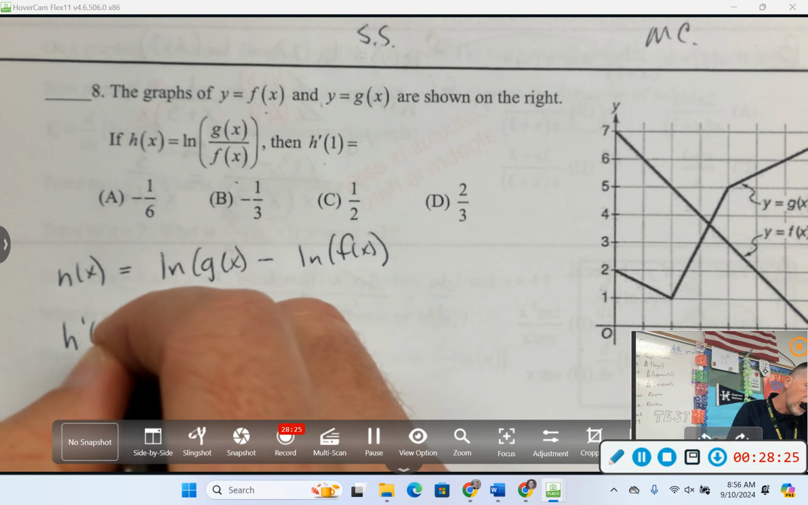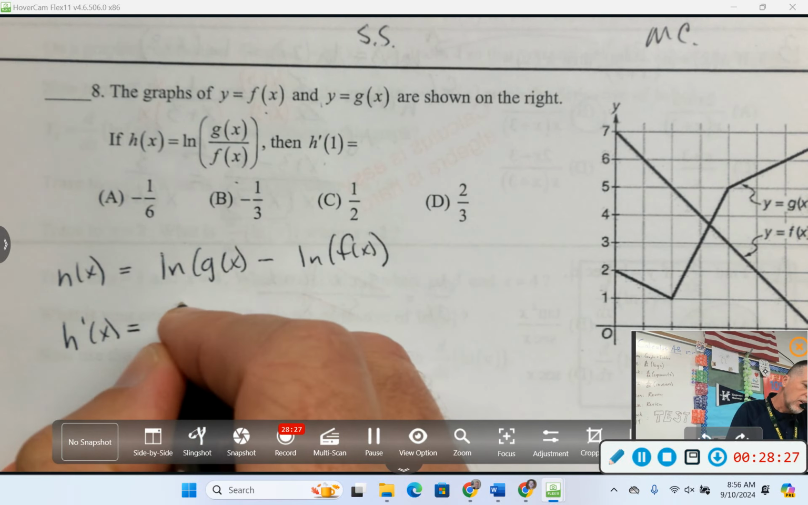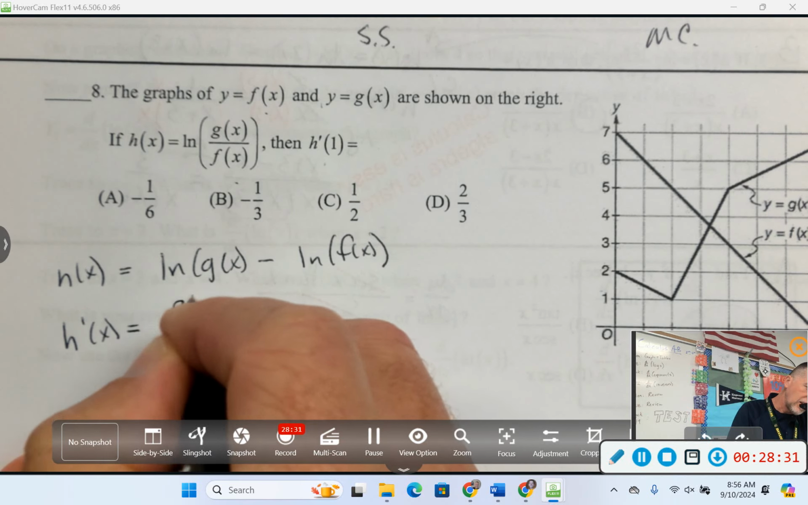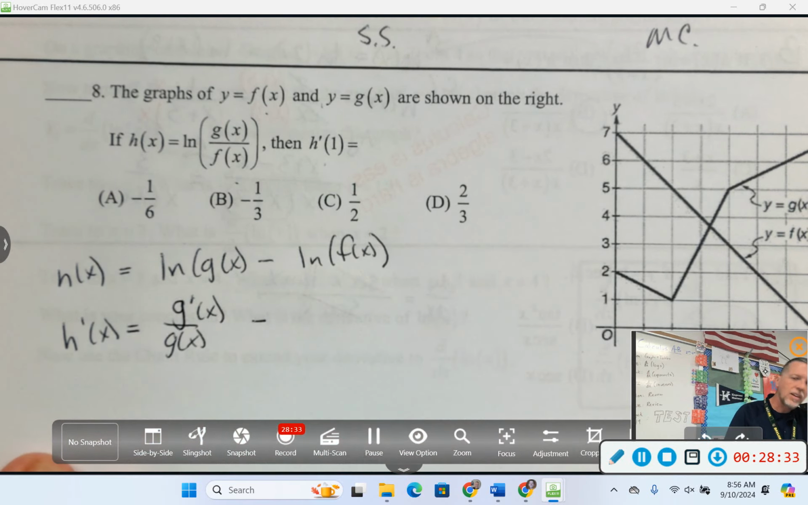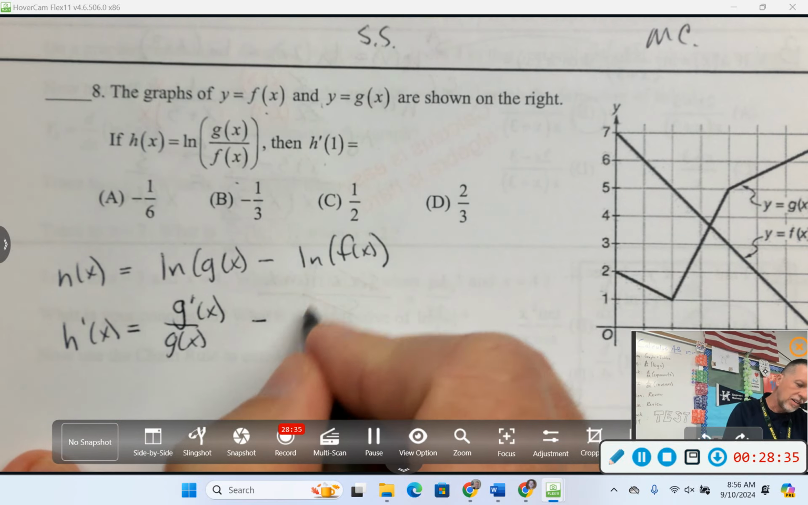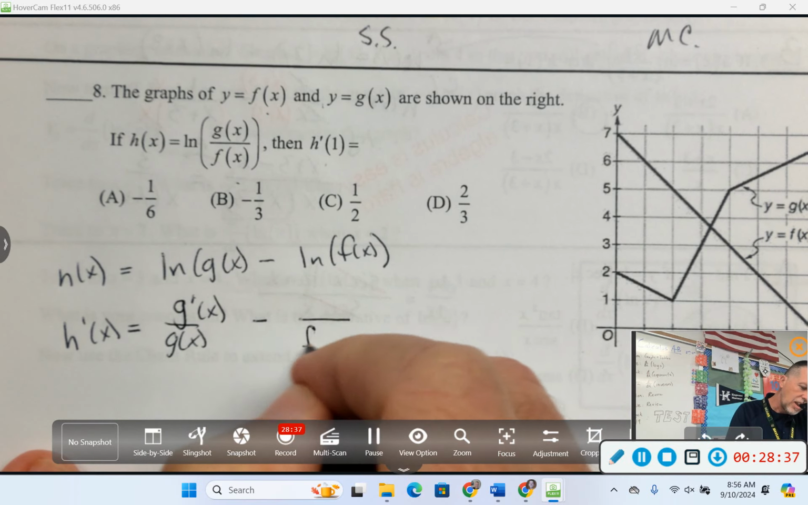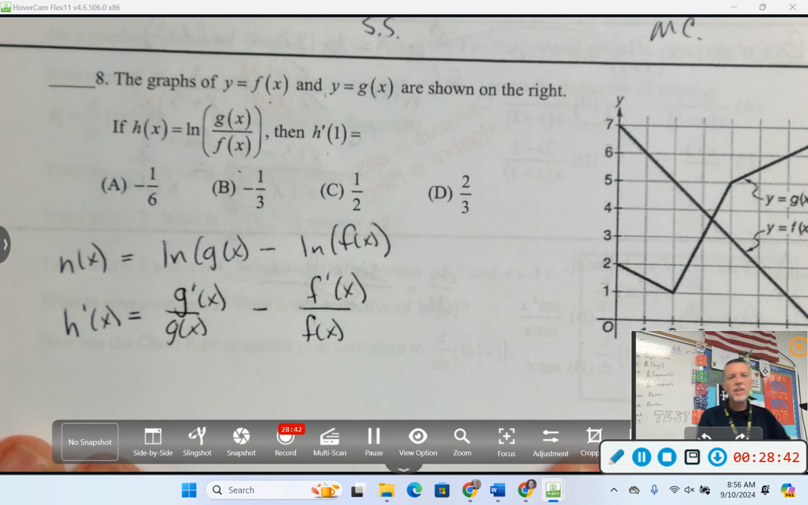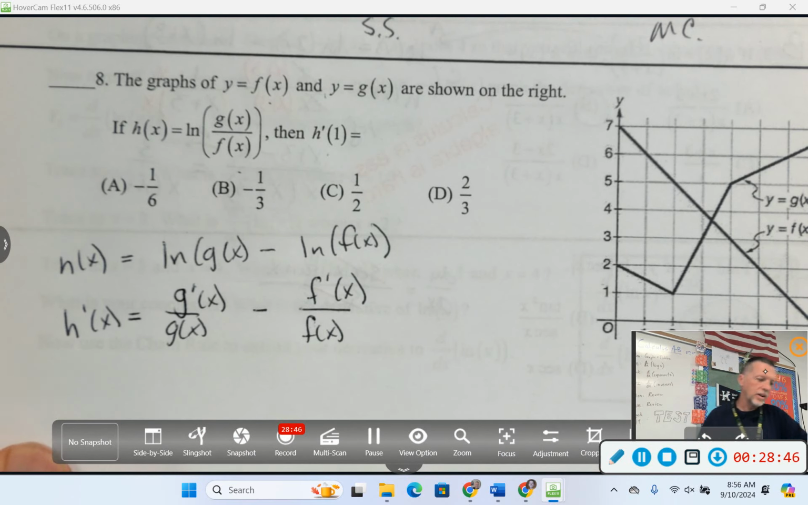So h prime is 1 over g of x times g prime of x minus 1 over f of x times f prime of x. And then at 1 just means plug 1 in everywhere.